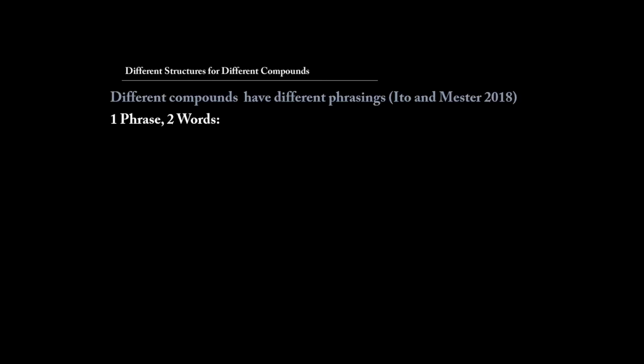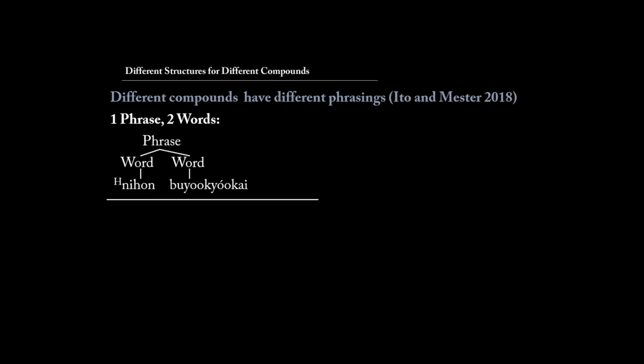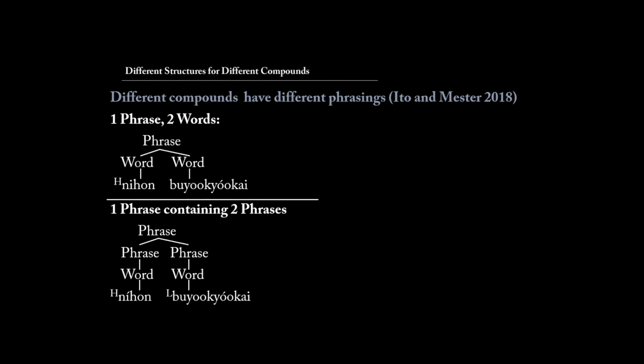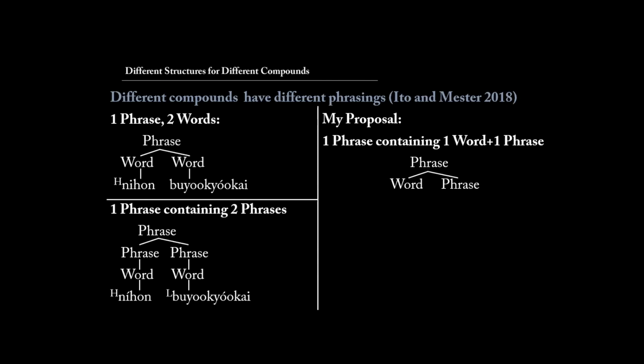So for example, we can have a phrase with two words inside it, just like that, or a phrase with two phrases inside it, each containing one word. Notice that these structures are symmetrical. In my work, I propose that for Kyoto Japanese, there's another kind of compound structure where we actually have an asymmetrical structure where a word and a phrase go on the same level, and we get this.